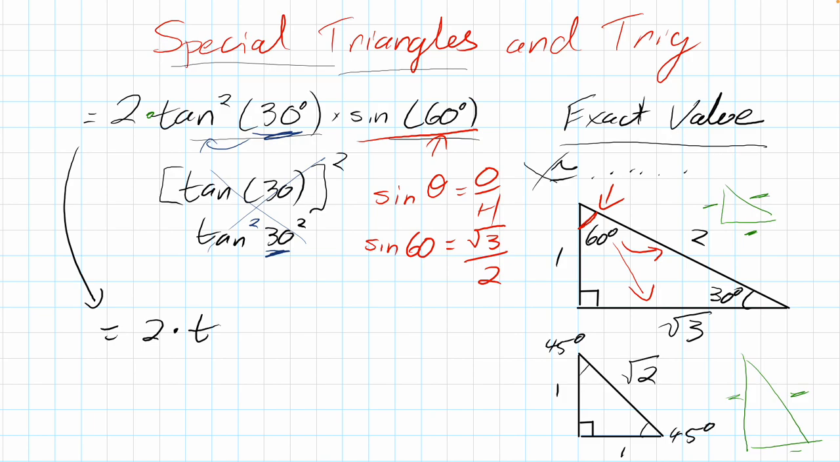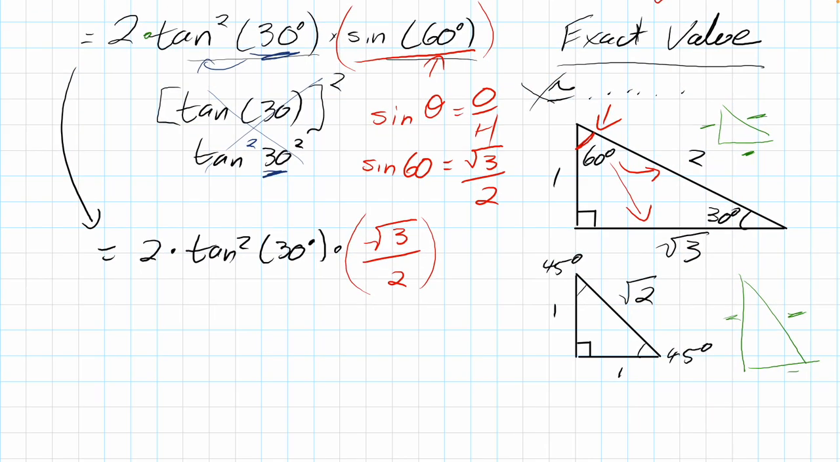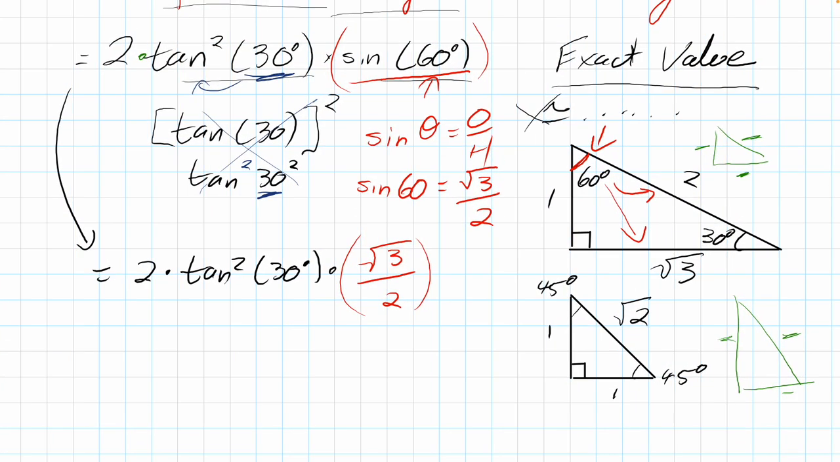So in other words, my next line of the equation, we get 2 times tan squared 30 degrees times, and I'm actually going to write in my exact value, root 3 over 2. So we've replaced sine 60 with that exact value. We're going to do the same thing with tan. Tan is referring to 30 degrees. Well, that happens to be right here. So this is our tan.